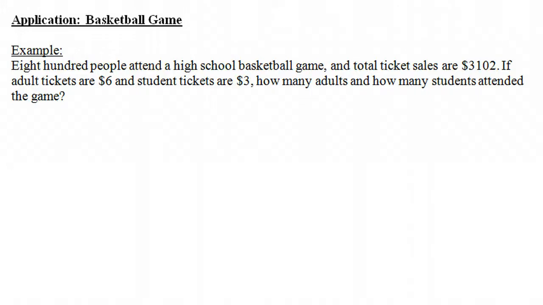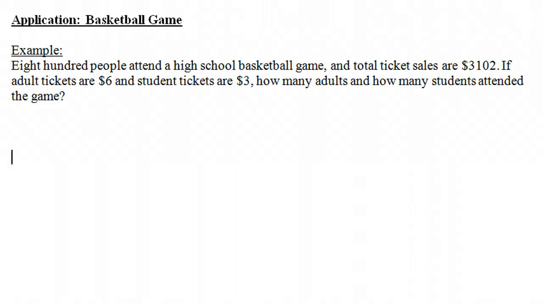In this video, we're going to do an application of systems of equations. And this application is going to have to do with selling tickets for a basketball game. It says 800 people attend a high school basketball game, and total ticket sales are $3,102. If adult tickets are $6 and student tickets are $3, how many adults and how many students attended the game?